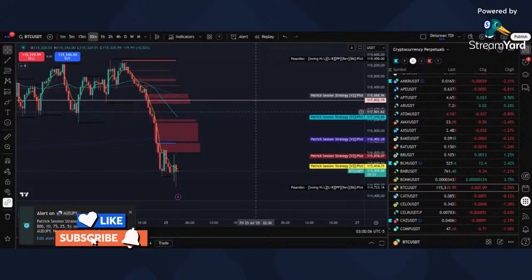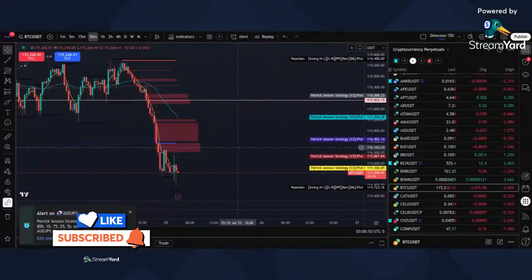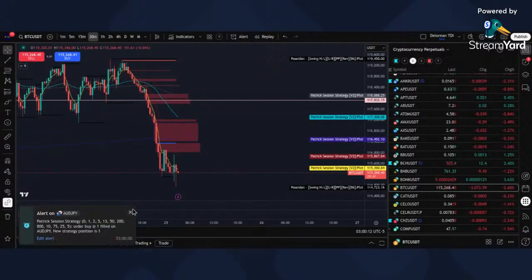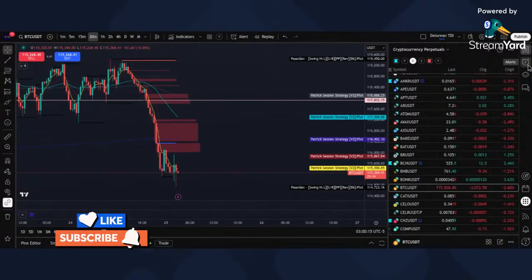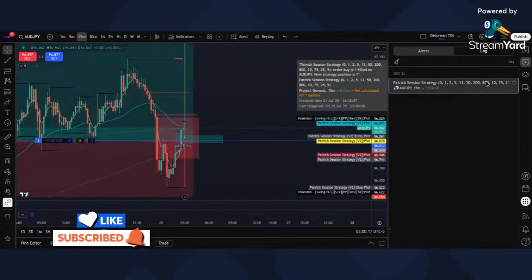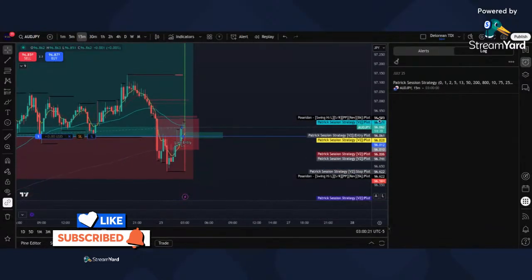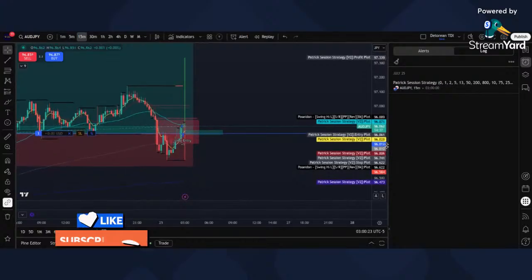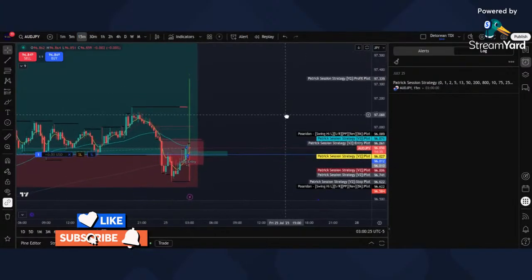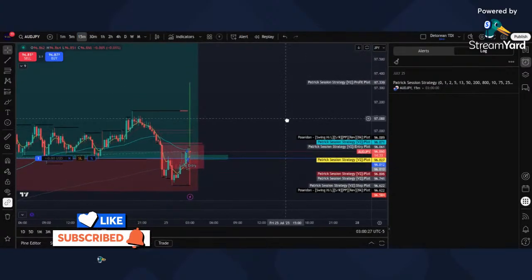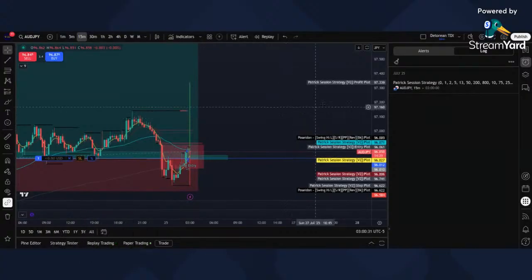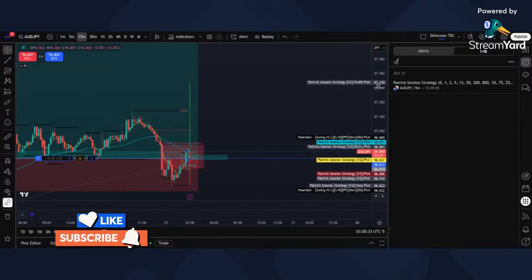Right, we got a buy opportunity on Australian dollar and Japanese yen. Let's take a look at that. We're already in this particular trade, so we're not going to call it again. But you do have a buy opportunity on Australian dollar to 97.339.